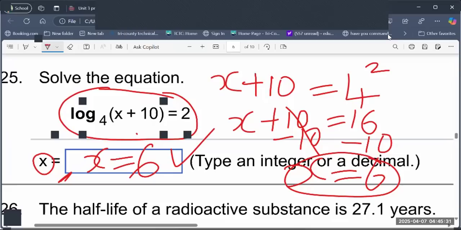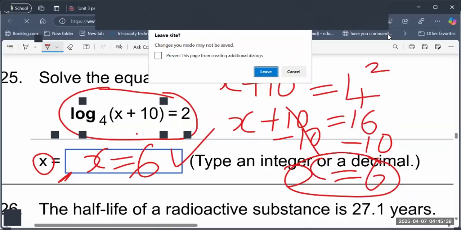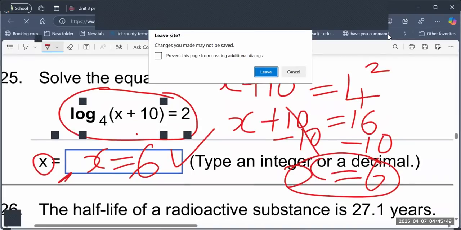So our answer will check. Well, let's do that. If I substitute 6 here, I have 6 plus 10 is 16. Log 16 base 4, if I solve it, I will have my answer is 2. So in other words, how many times do I multiply 4 to get 16? 2 times. All right.